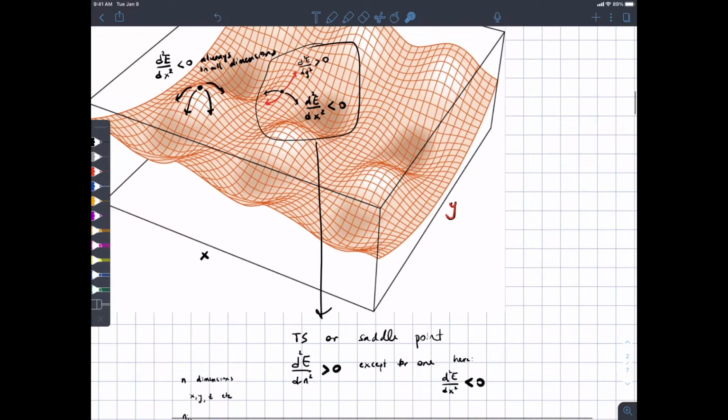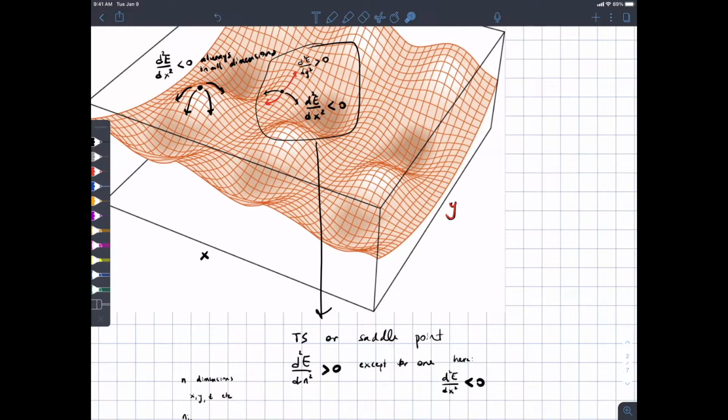Okay, so why are we talking about this? Well, this is what you do computationally when you're trying to identify a transition state: you calculate the energy of your proposed transition state structure, and then you move it around according to all these possible dimensions, and you've got to find the structure where when you move it in all possible dimensions, the energy goes up, except for in 1.